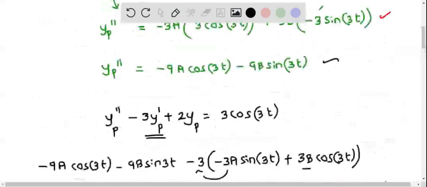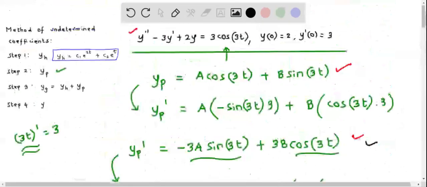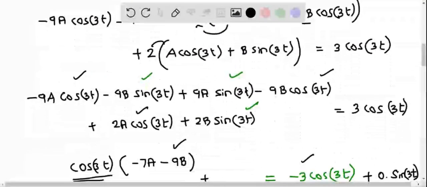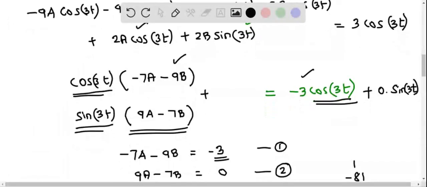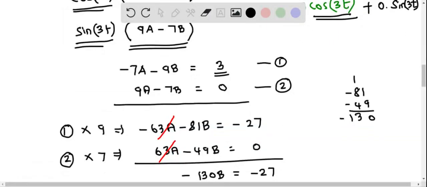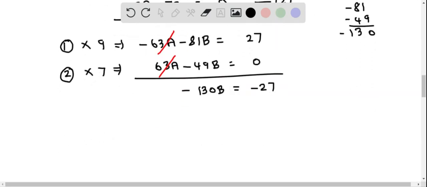Let's go back to our original question, because we know that it is positive 3 cosine 3t. It is not negative 3. So I have to replace this starting from here. This is not negative, it is positive. So this will also be positive 3. This will be positive 27. So I have just corrected this.